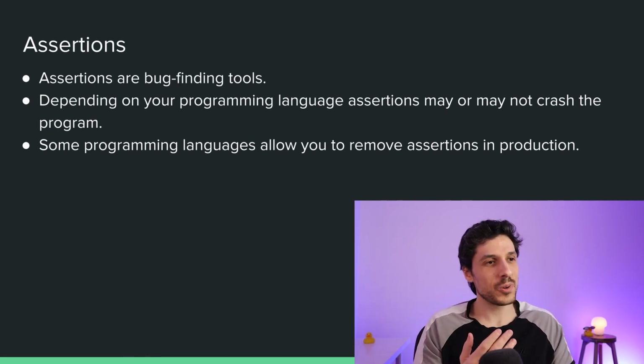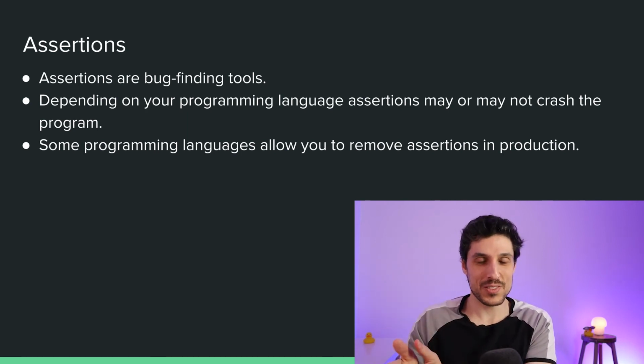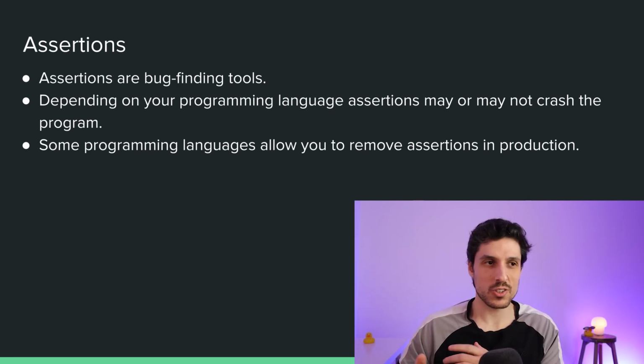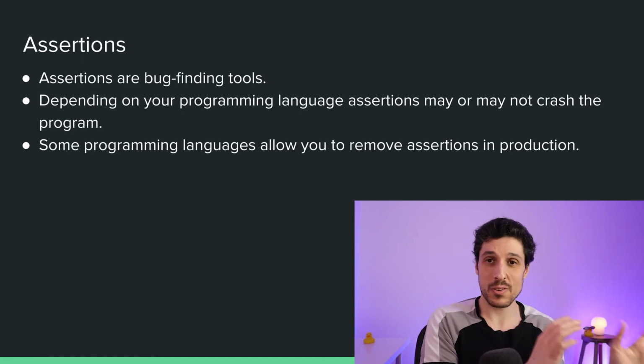So that's why you might want to use assertions, because for assertions, it's literally like, okay, you have a bug if this thing failed, okay? Now with assertions though, bear in mind that in some programming languages, they crash the program, right?